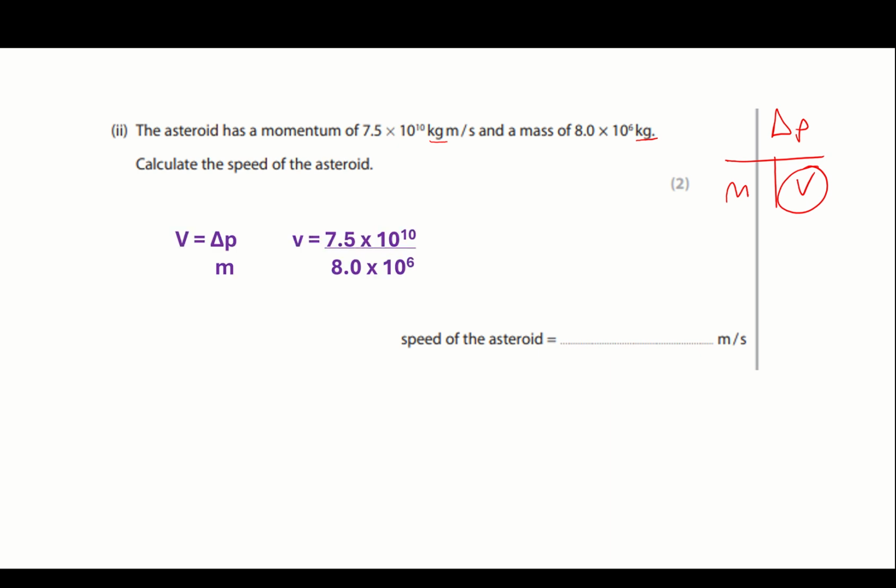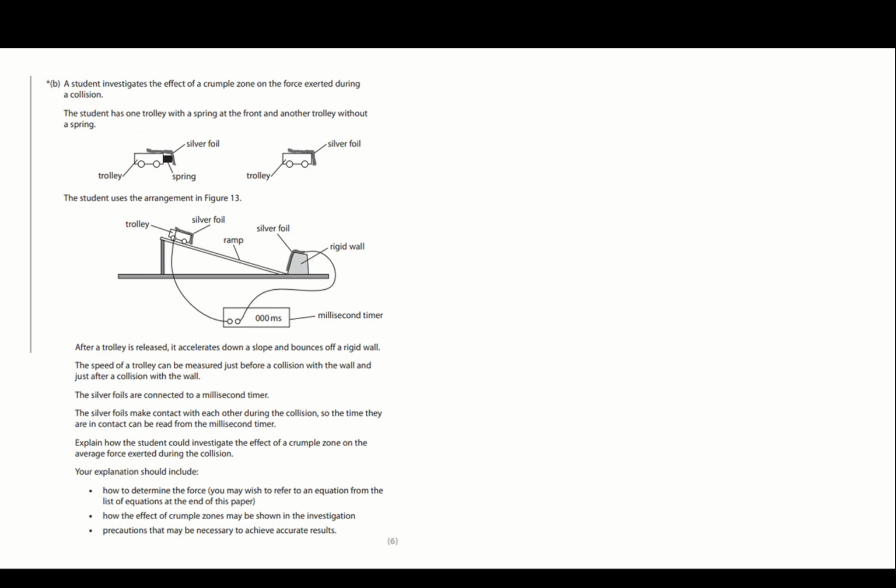And there we go. So v equals delta p, I've missed the divide sign out there, divided by m. 7.5 times 10 to the 10, divided by 8.0 times 10 to the 6, gives me 9.4 times 10 to the 3, or 9375 on your calculator. On to the next one.